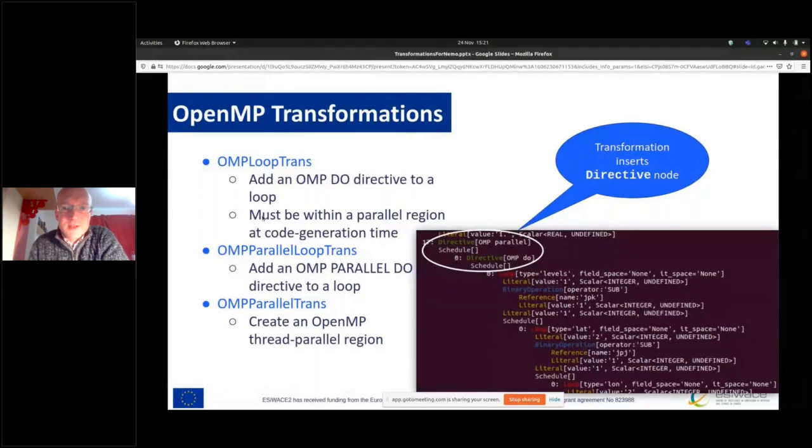OpenMP loop transformation. When you apply those transformations, you'll see, if you're using the colored output of the SciIR, green nodes appear, these directive nodes, and then it will give you a little bit of detail about what the directive is. So you can see you've got an OpenMP parallel region out here, and then that contains this loop over the vertical levels that has an OpenMP do applied to it.